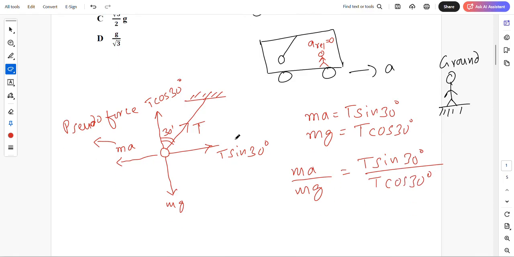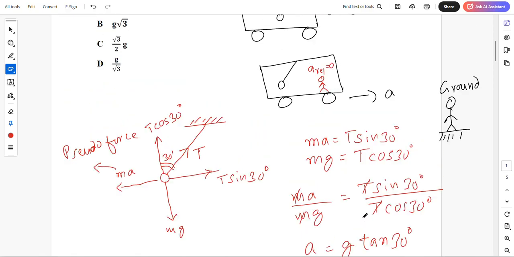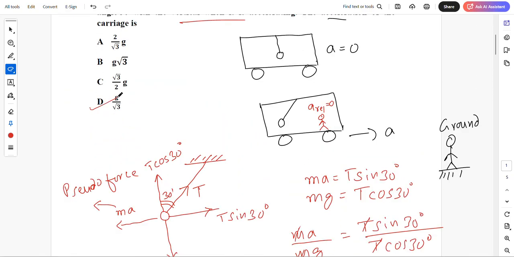M gets cancelled, T gets cancelled. A is equal to g sin 30 by cos 30, which is tan 30. Tan 30 is how much? 1 by root 3. A is equal to g by root 3 is the right answer. Acceleration is equal to g by root 3.